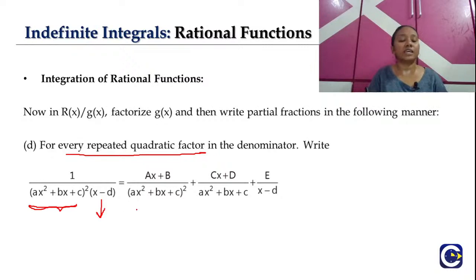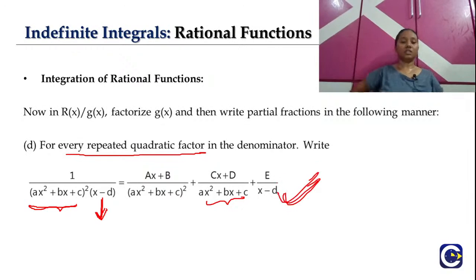This whole given function can be expressed as (Ax plus B) by (ax square plus bx plus c) whole square, plus (Cx plus D) by (ax square plus bx plus c), because we are again taking the quadratic factor in the denominator, so the numerator should be in the form Cx plus D. Plus we remain with the non-repeated linear factor, so plus another constant E by x minus d. So this will be my expression.